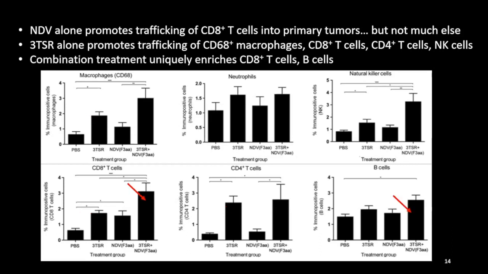Lastly, though, and probably the most important point of this paper, is that they show the combination of these two therapies uniquely enriches the CD8 T cells, where alone, both of these therapies increase CD8 T cell infiltration relative to baseline. The combination of both of them increased infiltrates by perhaps another fold. And there was also this unique effect of enriching B cells, although I really am not sure as to the mechanisms of how this happened.